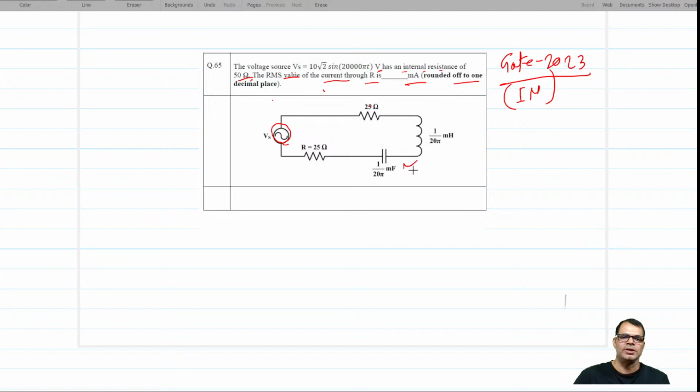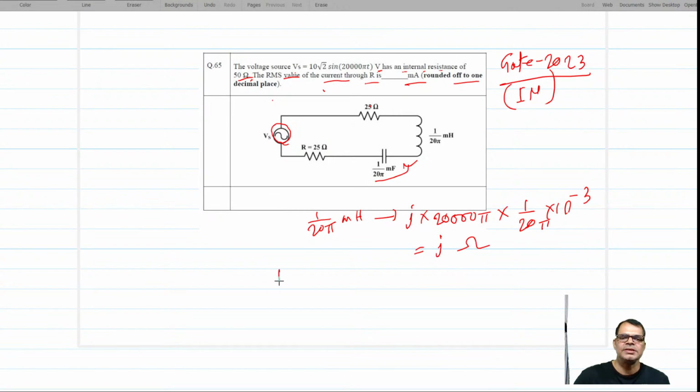So I have told you how to convert into the impedance. For L, 1 upon 20 pi millihenry is converted into j omega L. J omega is 20,000 pi, into L, where L is 1 upon 20 pi into 10 to the power minus 3. 20 cancels, pi cancels, so only j ohm.